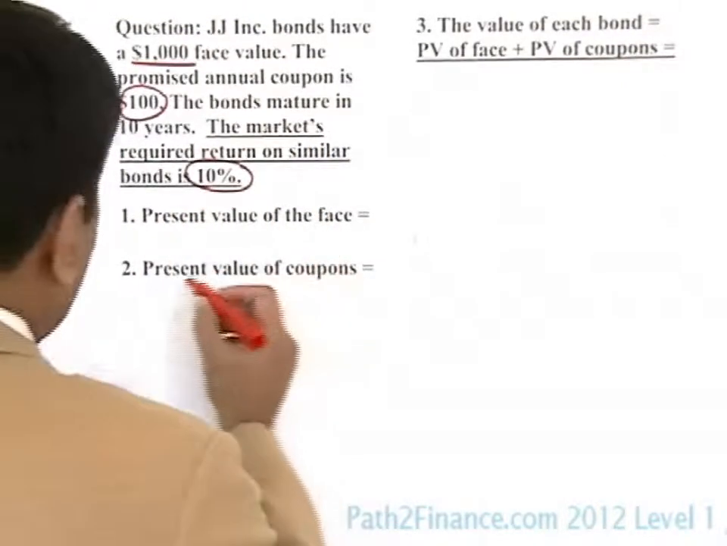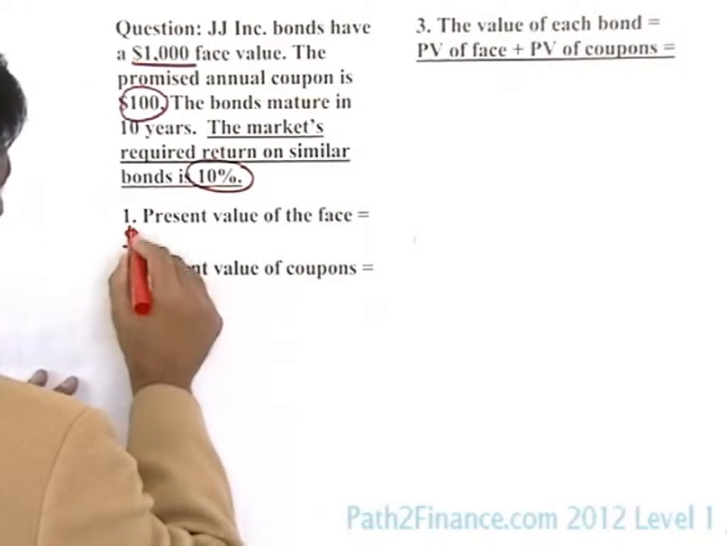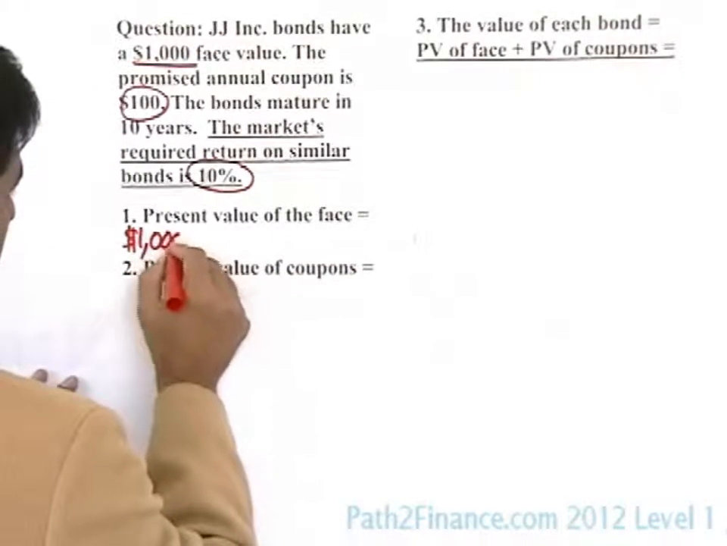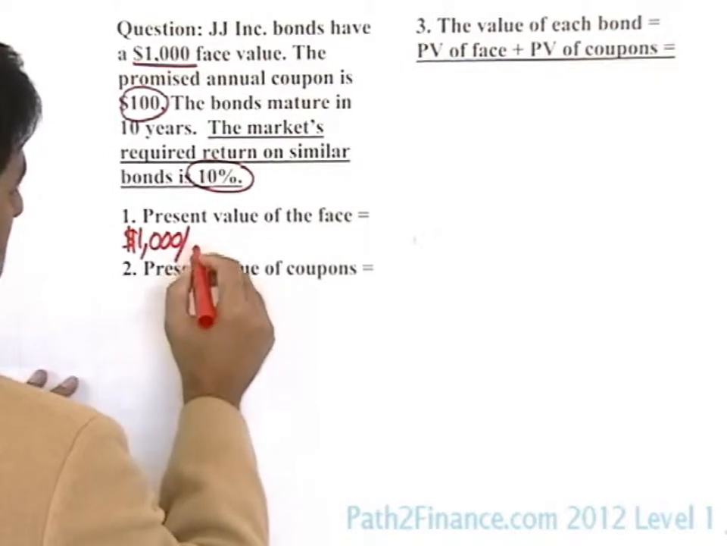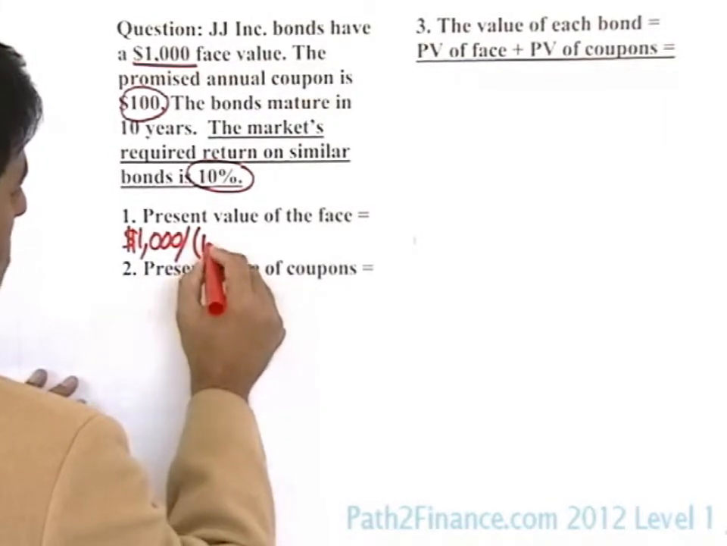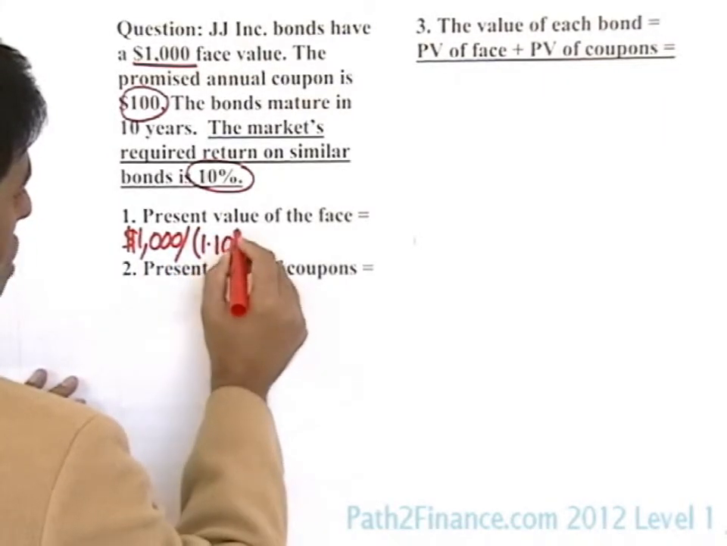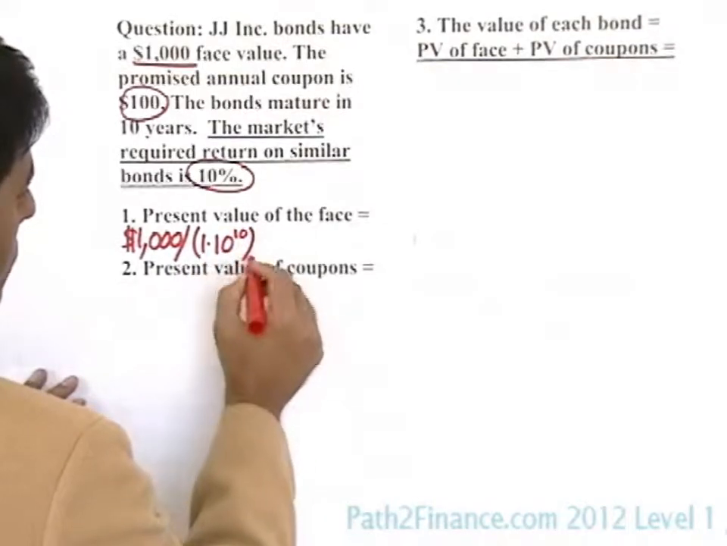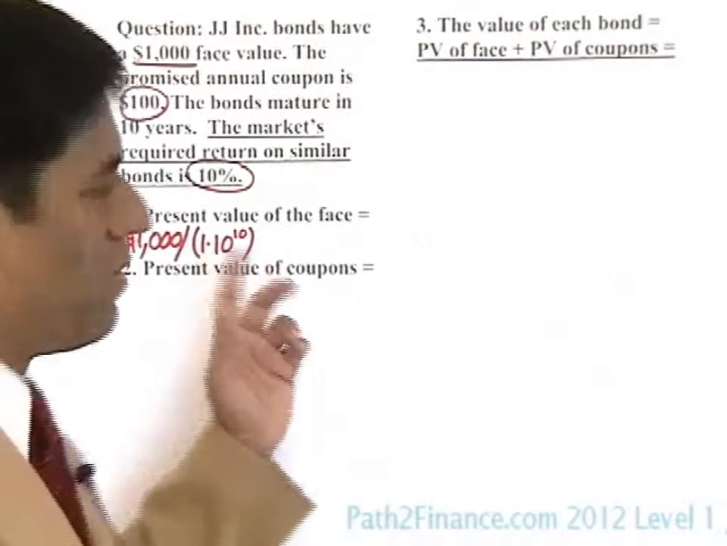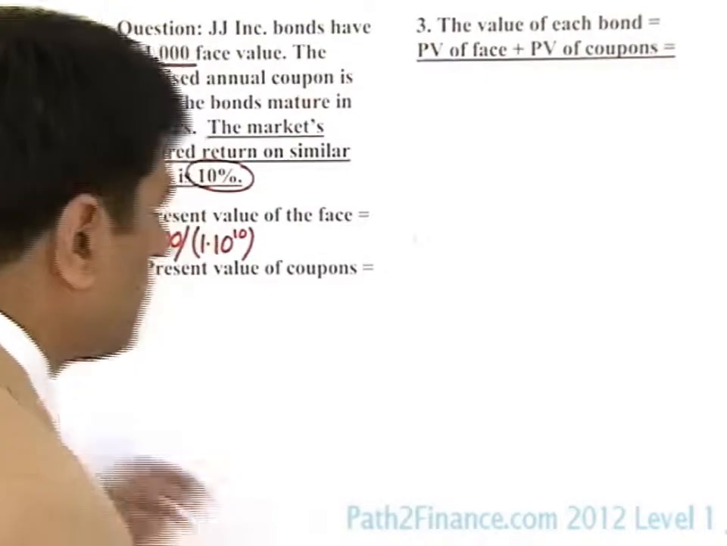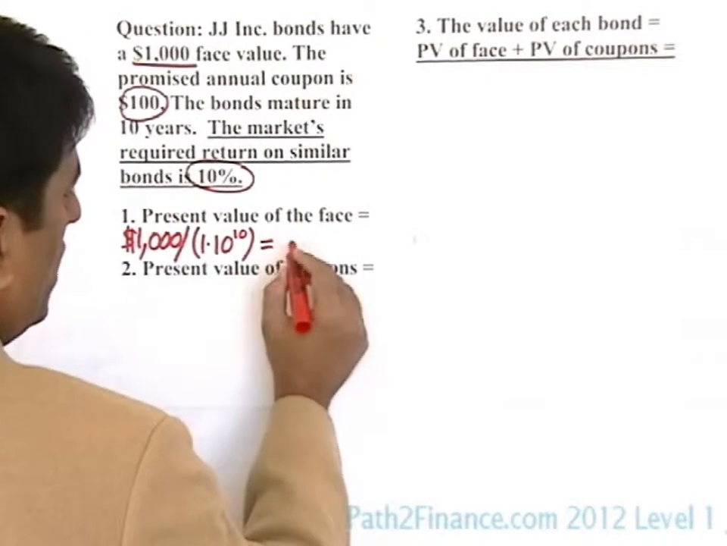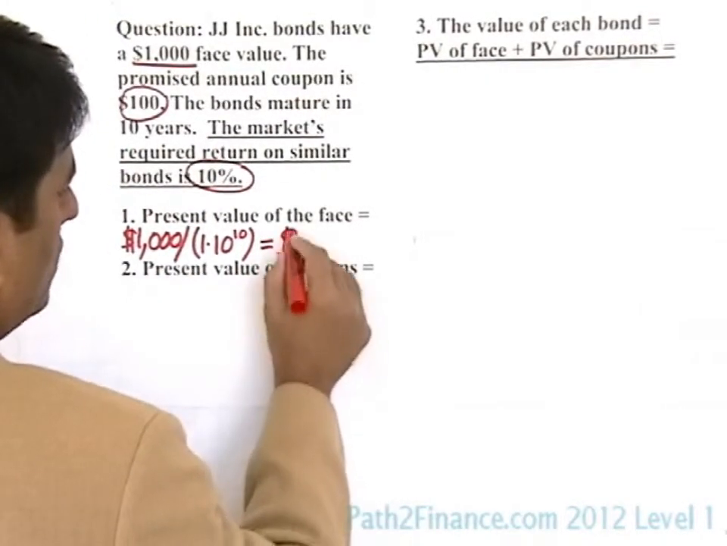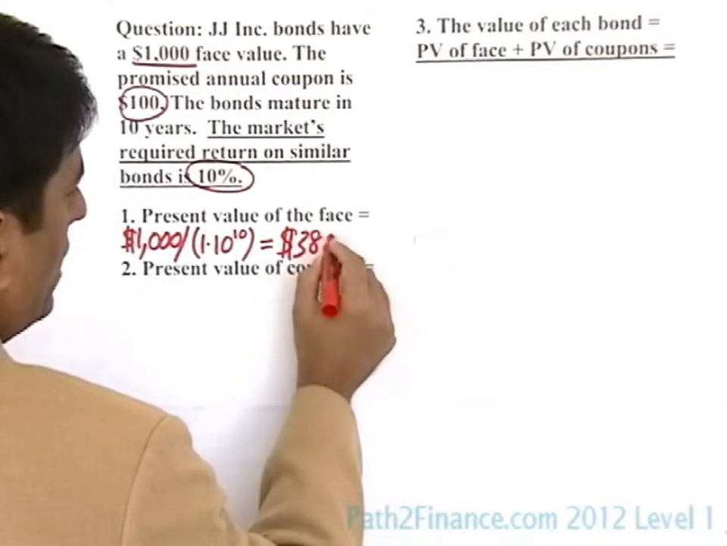So the present value of face would be $1,000 divided by 1.10 to the power 10. 1.10 is 1 plus R, and that equals $385.54.